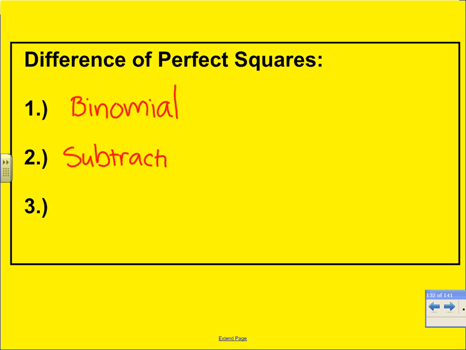So for it to be the difference of perfect squares, it's going to be a binomial, and the terms are going to be subtracted. The third characteristic is that both terms need to be perfect squares. We've been talking a lot the past couple weeks about what is a perfect square? What are the first 20 perfect squares? We need to make sure both terms are perfect squares when factoring by the difference of perfect squares method. All three characteristics have to be true when using this method.